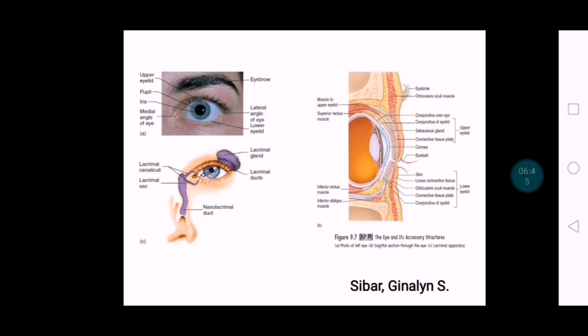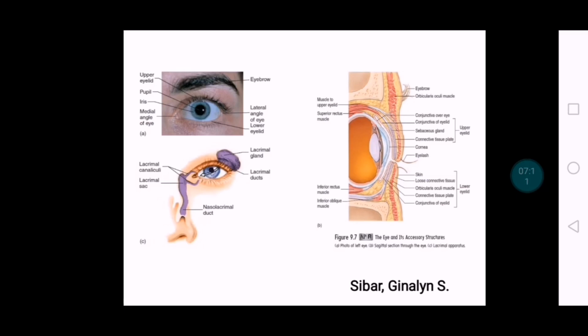Next one, conjunctiva. The conjunctiva is a loose connective tissue that covers the surface of the eye wall, or bulbar conjunctiva, and reflects back upon itself to form the inner layer of the eyelid, or palpebral conjunctiva. This tissue firmly adheres to the sclera at the limbus where it meets the cornea.